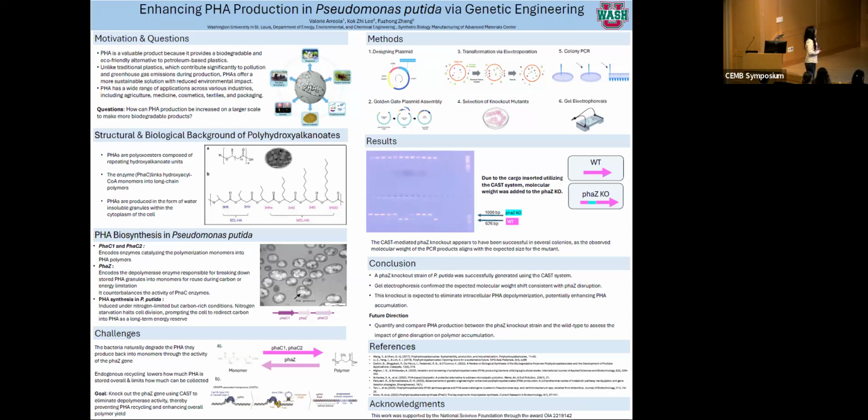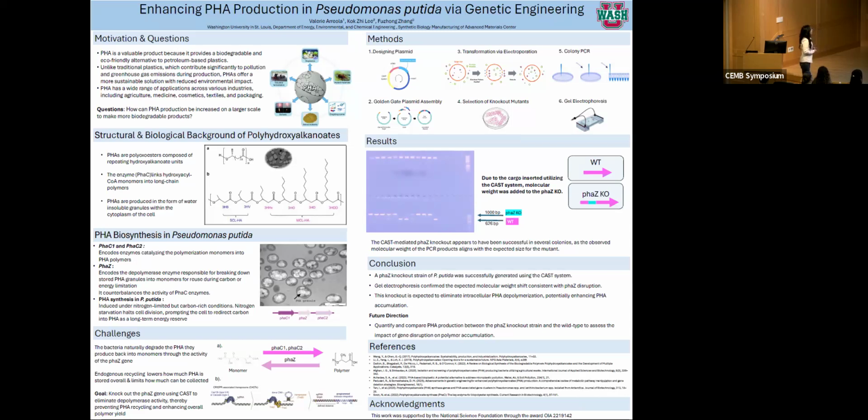A problem that we're trying to solve is how the PHA production can be increased on a larger scale to make more biodegradable products. Because at the end of the day, it's a product made from a microbial host, and obviously, microbes are not big. So how can we do that?